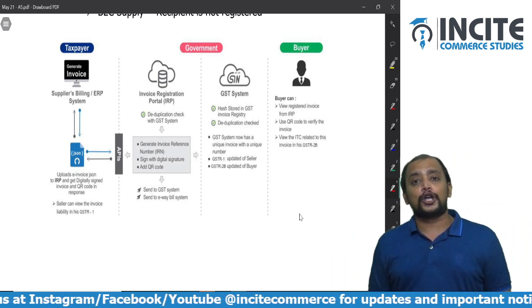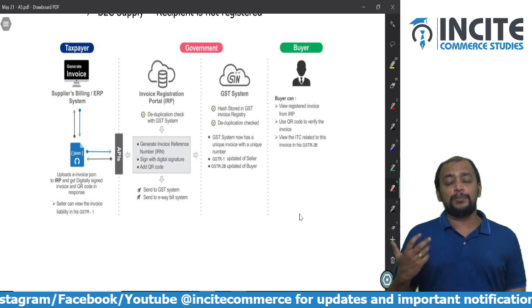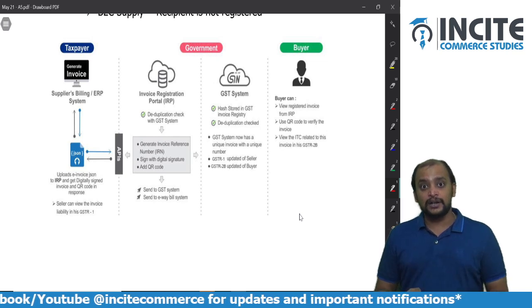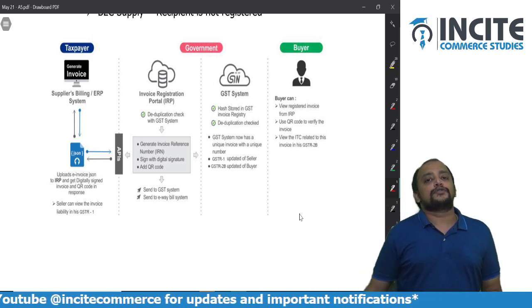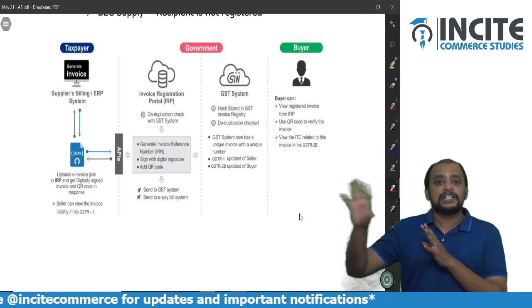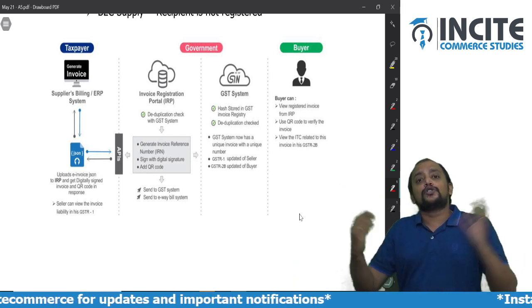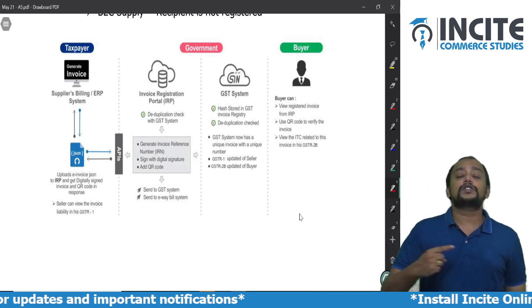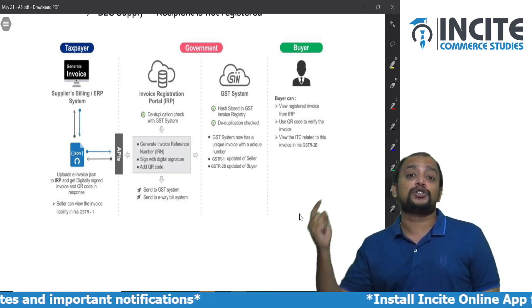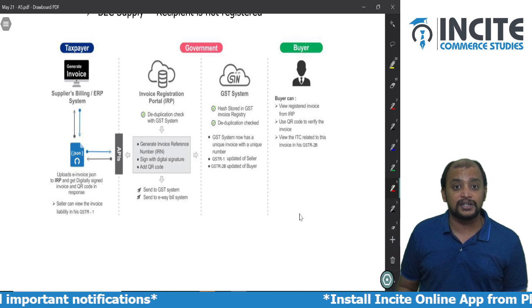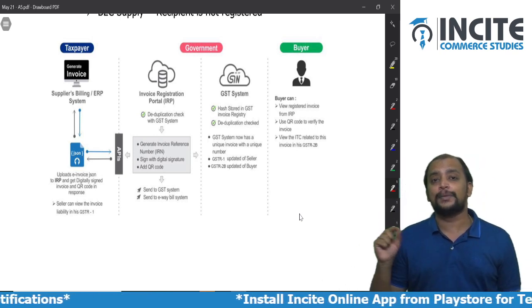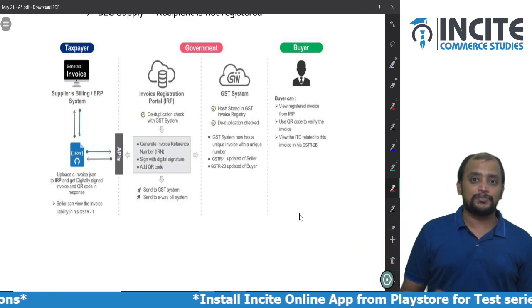E-way bill is a document to be prepared by a person who is causing movement of goods. So before movement of goods, they need to intimate what goods they are moving to which place. They need to communicate, because goods may be moved from one place to another without payment of GST. Due to that reason, they need to communicate to which place they are moving. That is known as an e-way bill. We have that e-way bill concept in the syllabus.